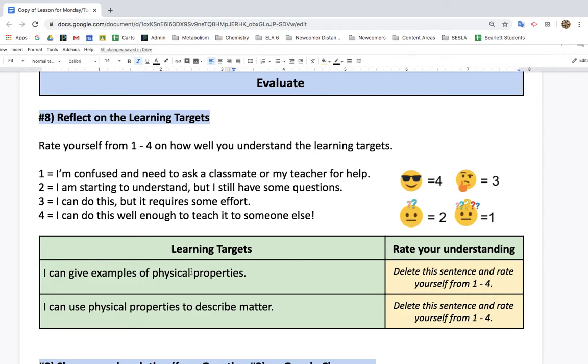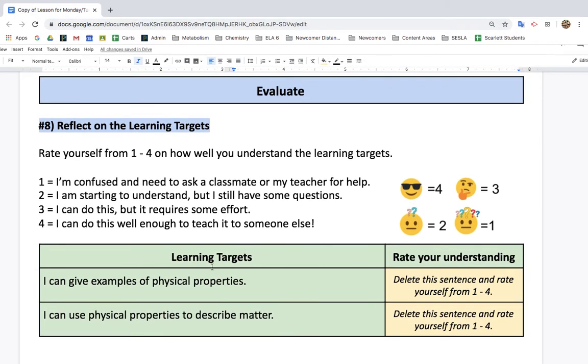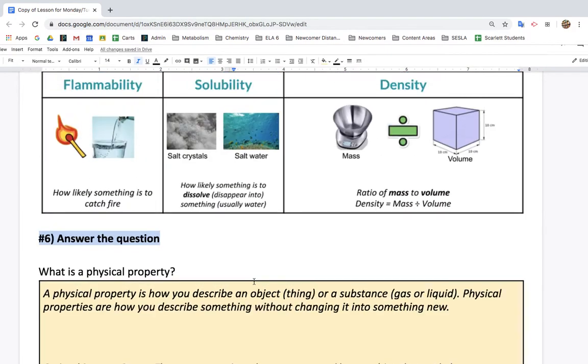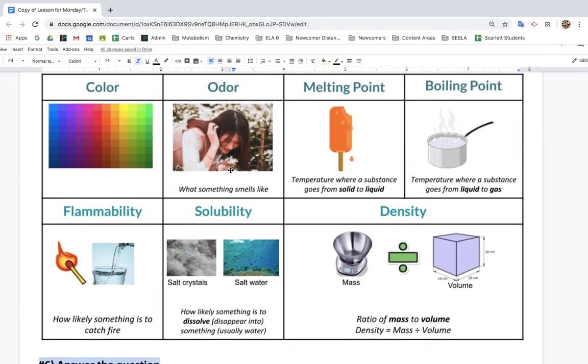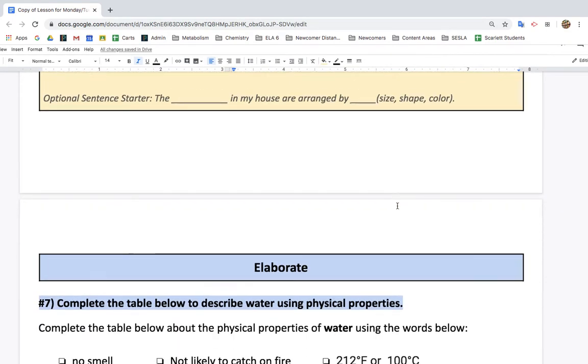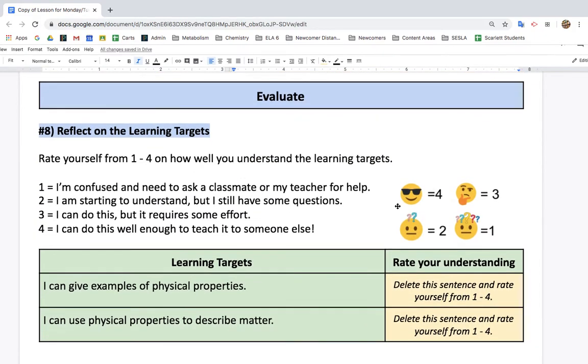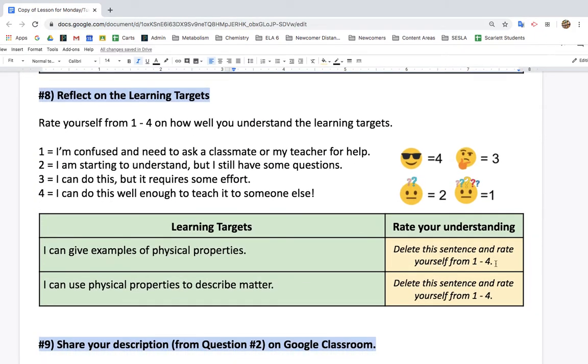I can give examples of physical properties. So think to yourself, what are some physical properties we learned about today? If you were able to say things on your own like color, odor, melting point, boiling point, flammability, solubility, and density, then give yourself a 3 or a 4. If that was hard for you, give yourself a 1 or a 2.